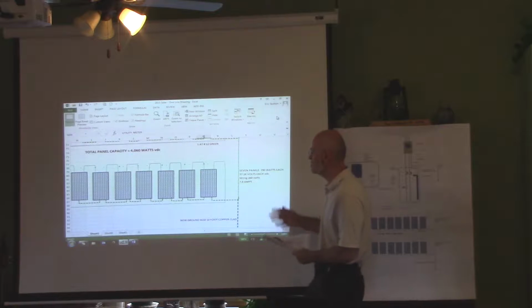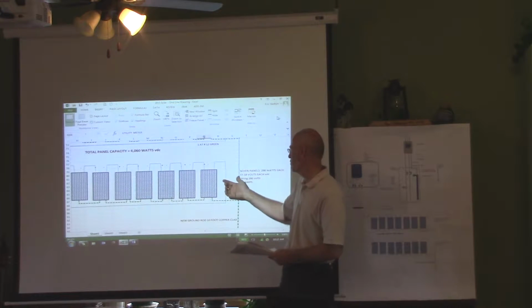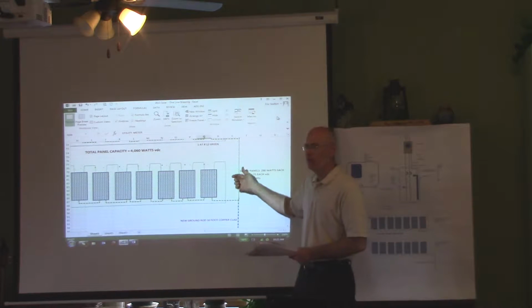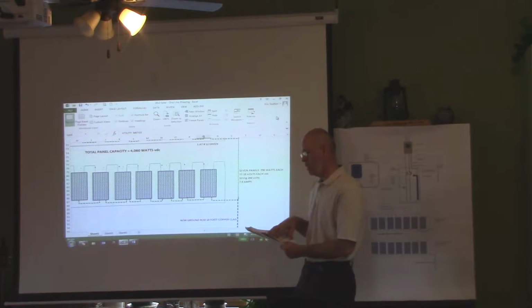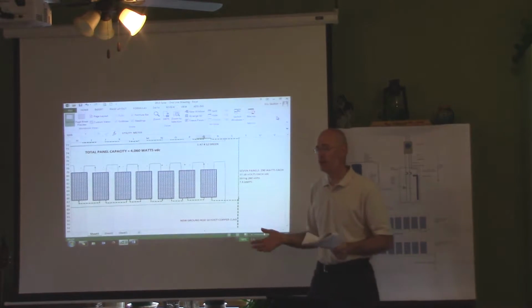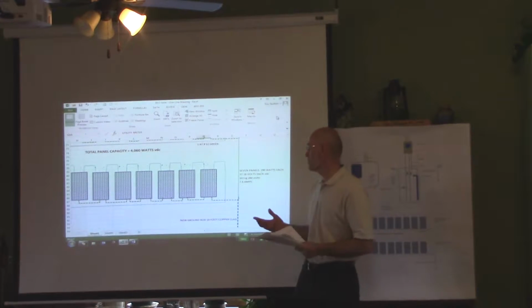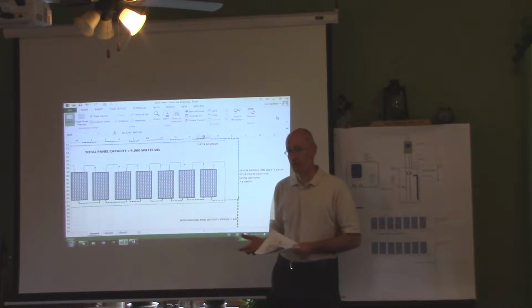And 259 is in the operating range. So when the sun comes up and hits these panels, they're going to pop up to 37 volts, and it'll be in the operating range of the inverter. That satisfies voltage.